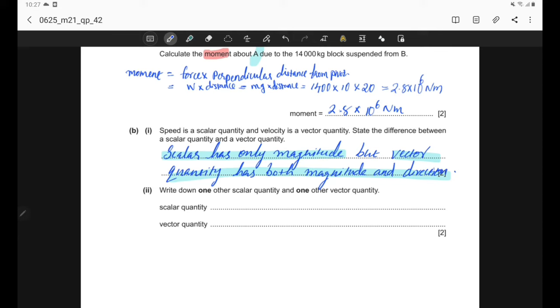Part 2, write down one other scalar quantity and one other vector quantity. So in the previous section one scalar and one vector quantity example is already given. We need to write another example. We can write time, temperature, distance, any of these quantities which do not have direction. And as an example of a vector quantity, we can write force, weight, acceleration, any quantity which has both direction and magnitude.